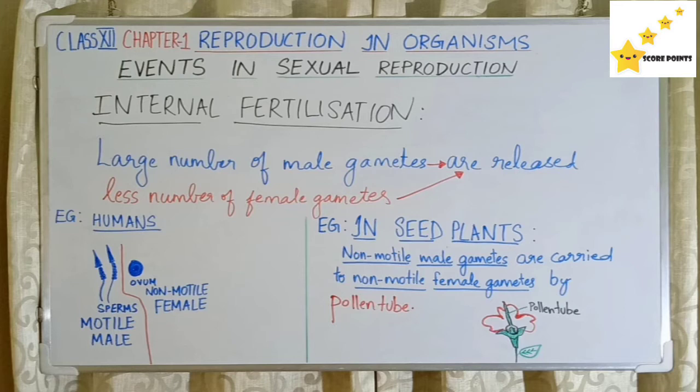In seed plants, the non-motile male gametes are carried to the non-motile female gametes by the pollen tube. The important thing here is that in humans, the male sperms are motile and the female ovum is non-motile. But for seed plants, both the male and female gametes are non-motile. The male gamete is actually not moving. It is carried down to the ovule with the help of the pollen tube.